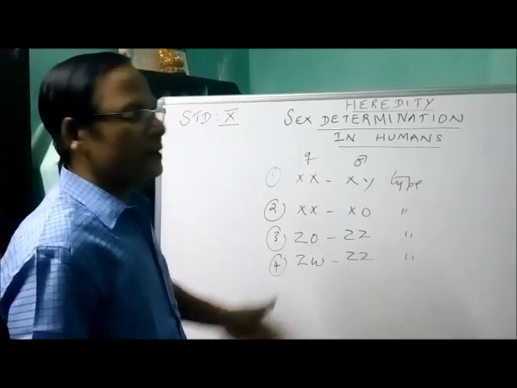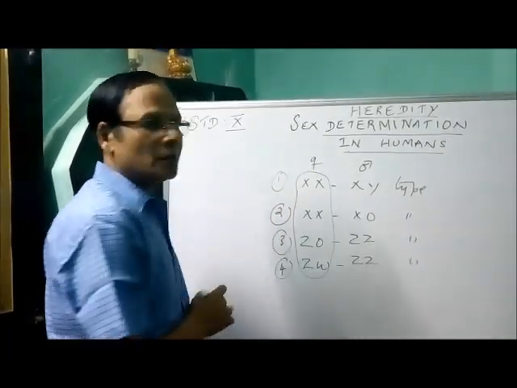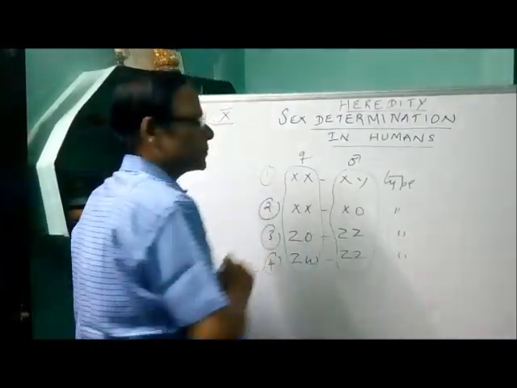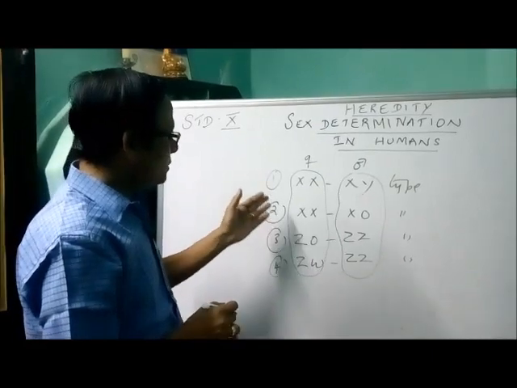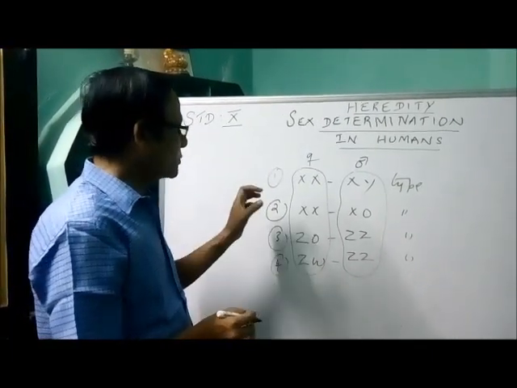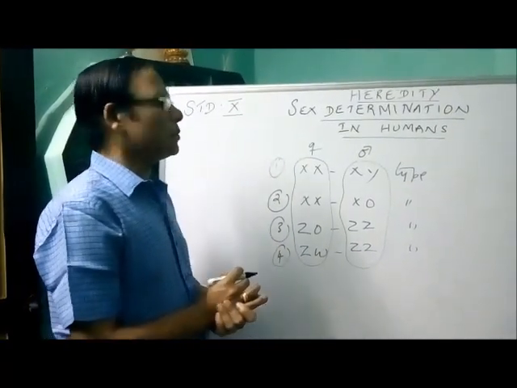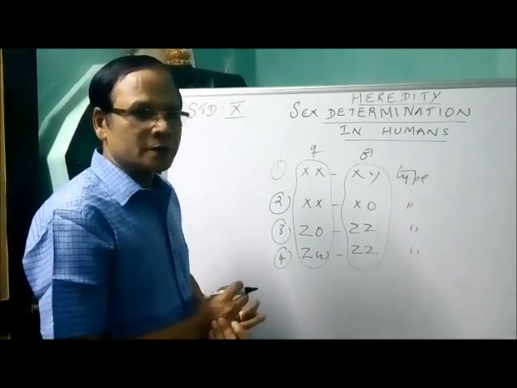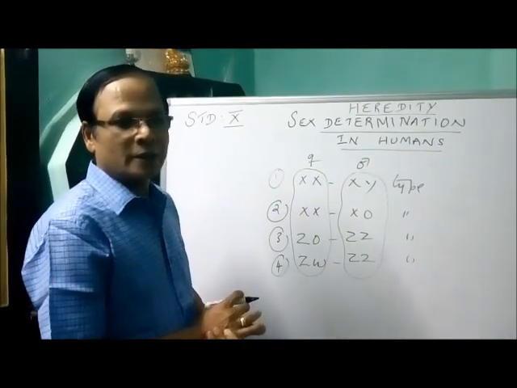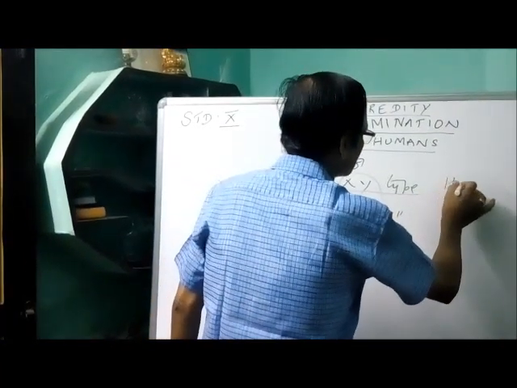So in all cases, the first two chromosomes refer to the female sex, the next two refer to the male sex. So we'll be talking about the second, third and fourth ones in higher classes. Here we have to talk about the first type. Now in the case of human beings, the type of sex determination is actually the XX, XY method. This is the method observed in the case of humans.